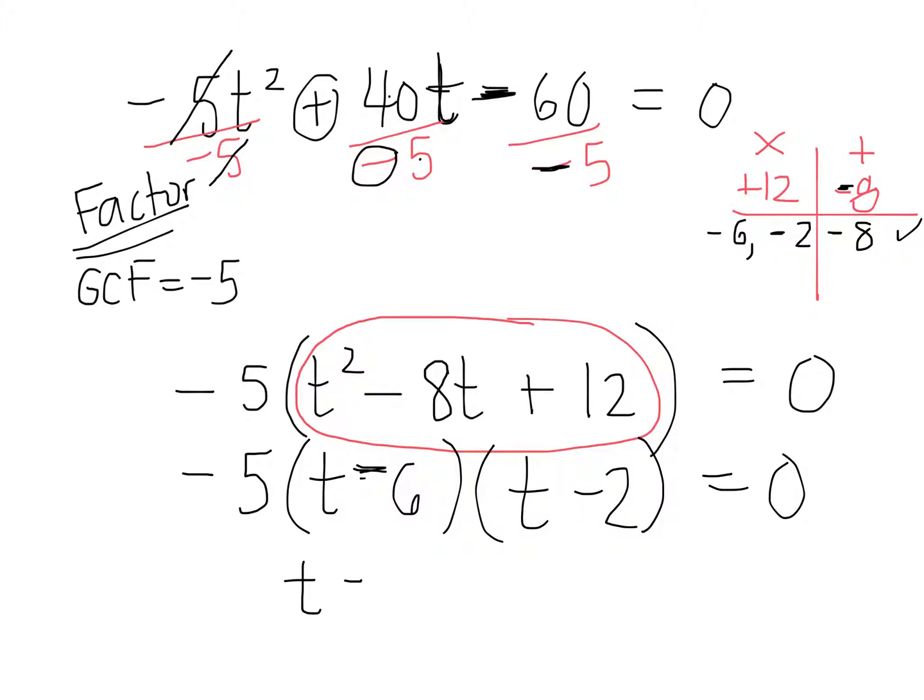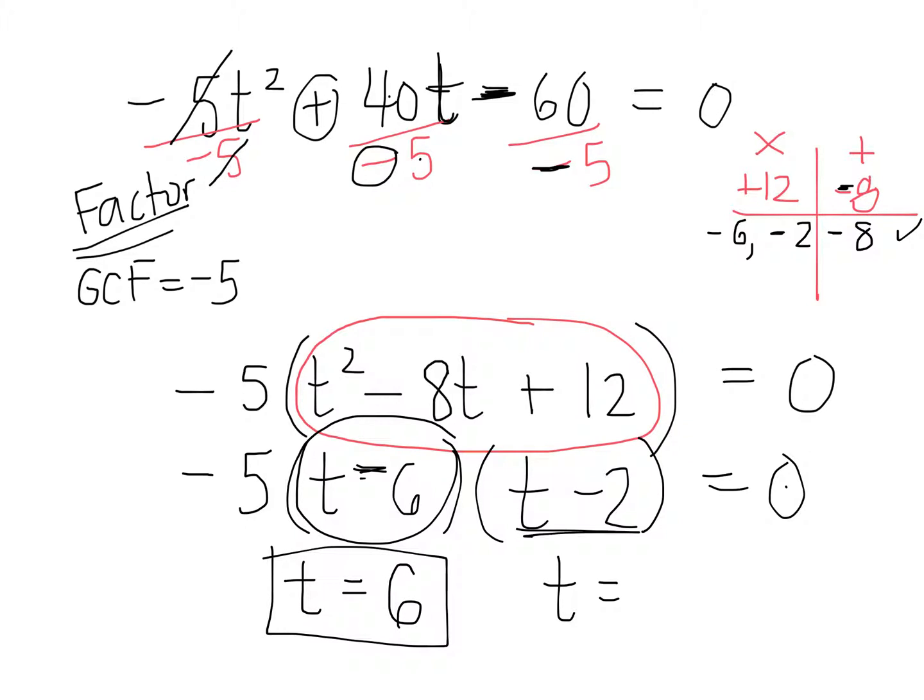So what is t equal to? T minus 6 is equal to 0, so t equals positive 6. And t minus 2 is equal to 0, so t is also equal to positive 2. So what that means is that the rocket is 60 meters above the ground at 2 seconds and again at 6 seconds. Think about a rocket. It goes up and then it has to come down, right?